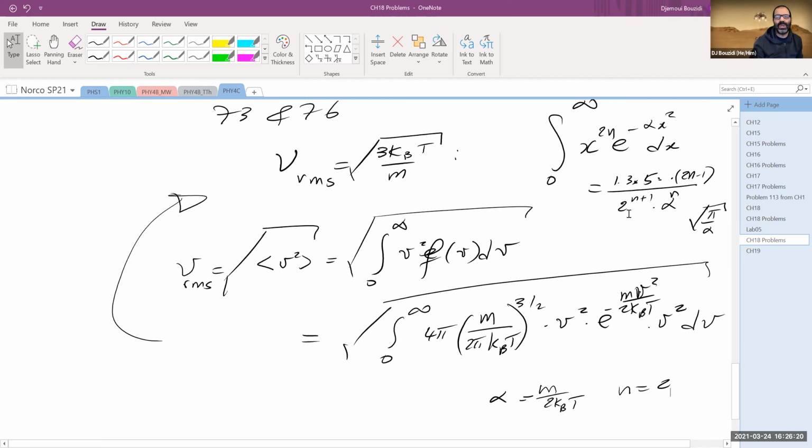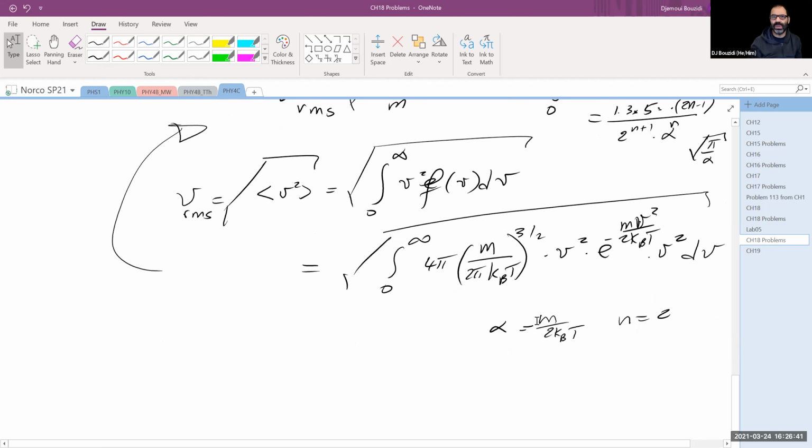So it's 1 times 3 divided by 2 to the power 2 plus 1, that is 2 cubed, times alpha, which is this number, to the power n, which is squared. Times square root of pi over alpha at the end. So you use that to find the answer for yourself, and you're going to get exactly square root of 3 kBT. Because at the end, it's going to be kBT that is left times 3 that is going to survive this whole thing. Problem 76 is similar.